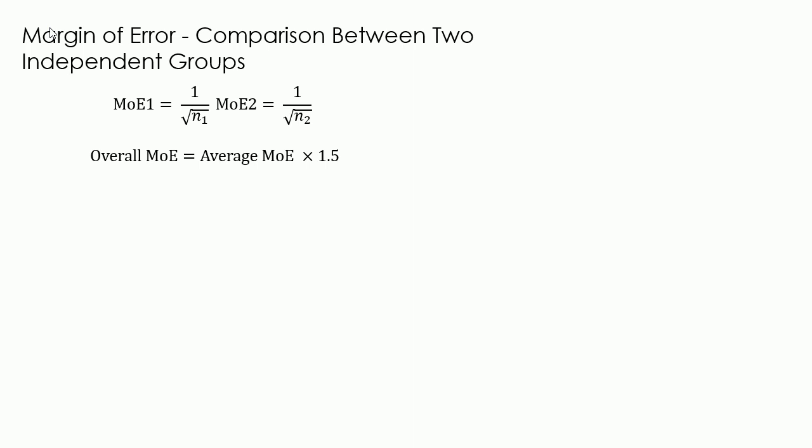You work out the margin of error for the first group and the margin of error for the second group, you average them out and you times that by 1.5, where N1 is the sample size from the first group and N2 is the sample size of the second group. Again, this formula only works where the percentages are between 30 and 70%.